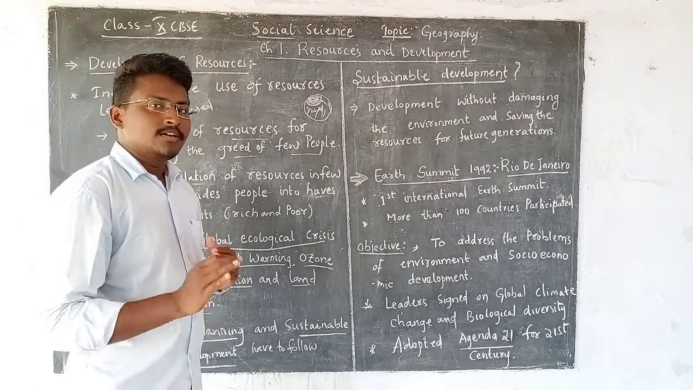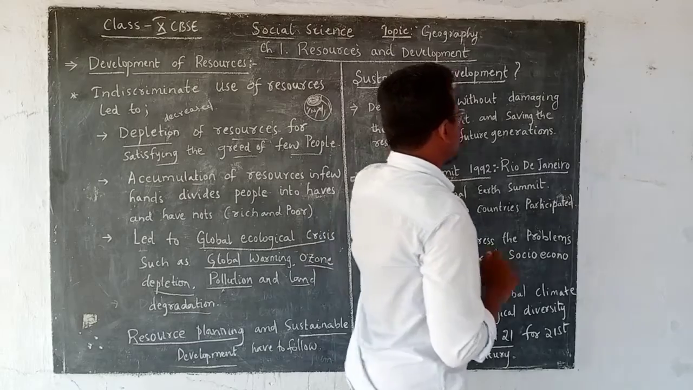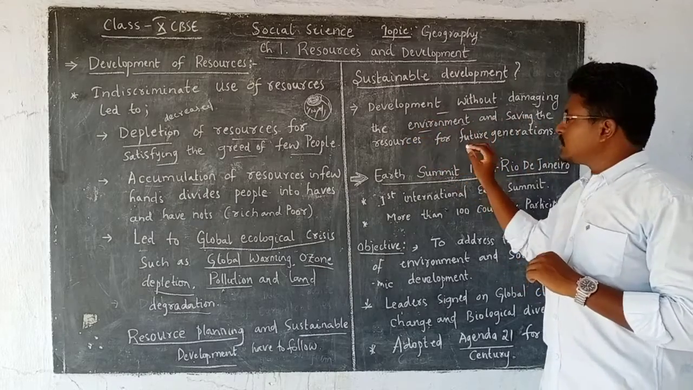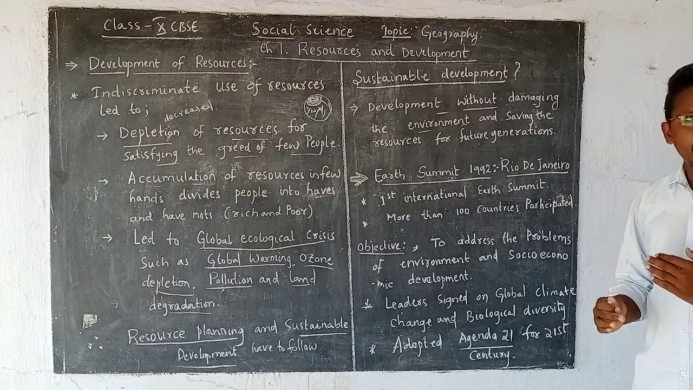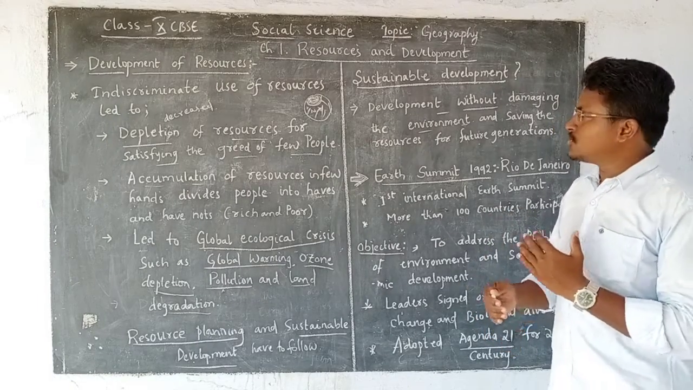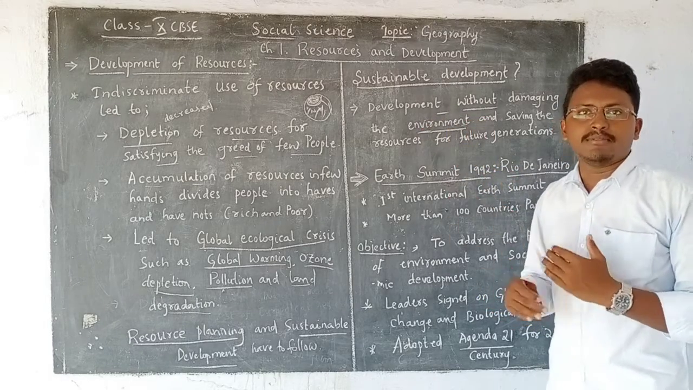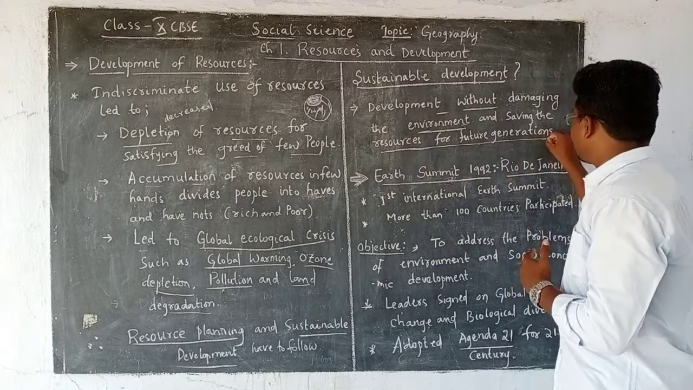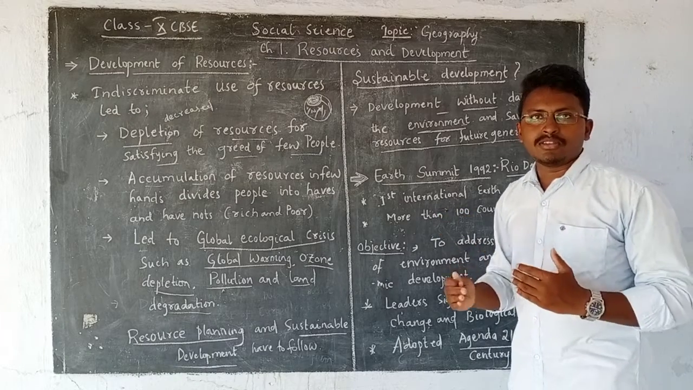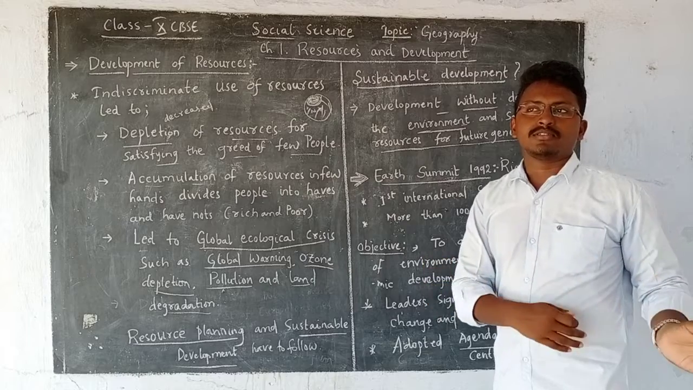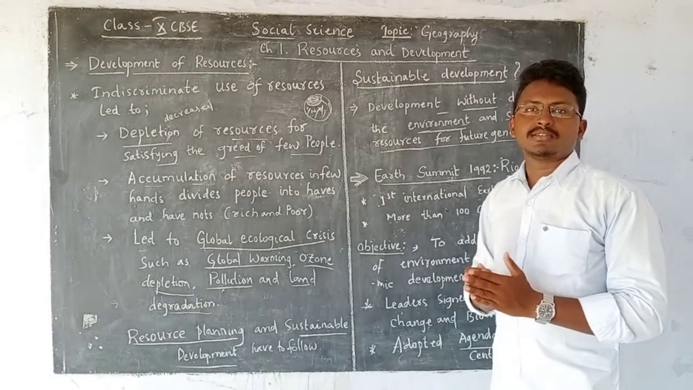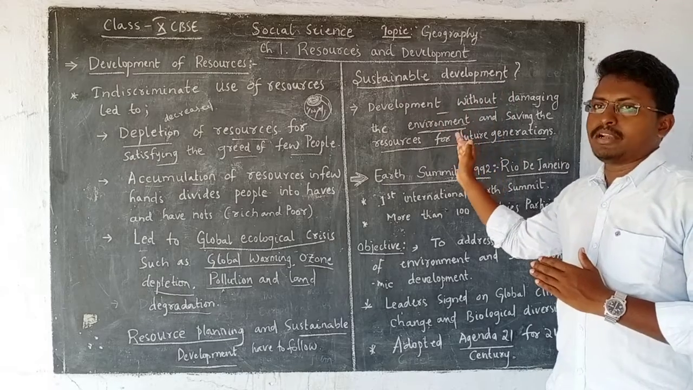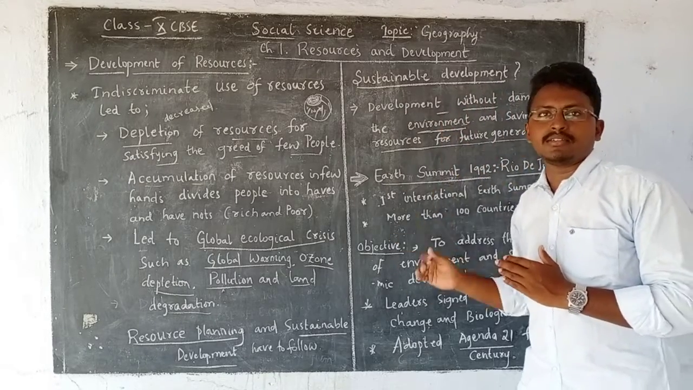What is sustainable development? Why do we have to follow it? The definition goes like this: sustainable development means development without damaging the environment and saving the resources for future generations. That means day by day we have to develop, but this development should not damage the environment in any way, and at the same time we are also supposed to save the resources for our future generation. It is not that we enjoy all the resources and do not leave any for future generations. We have to save these resources for future generations. So simply, sustainable development means development without damaging the environment and conserving the resources for future generations.